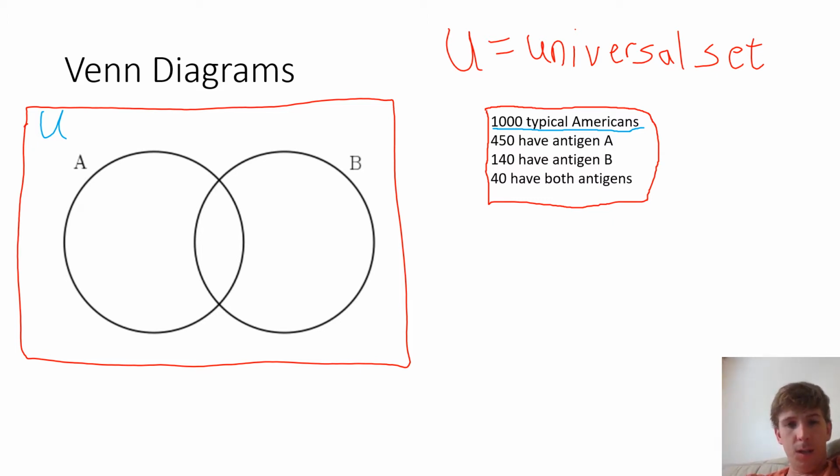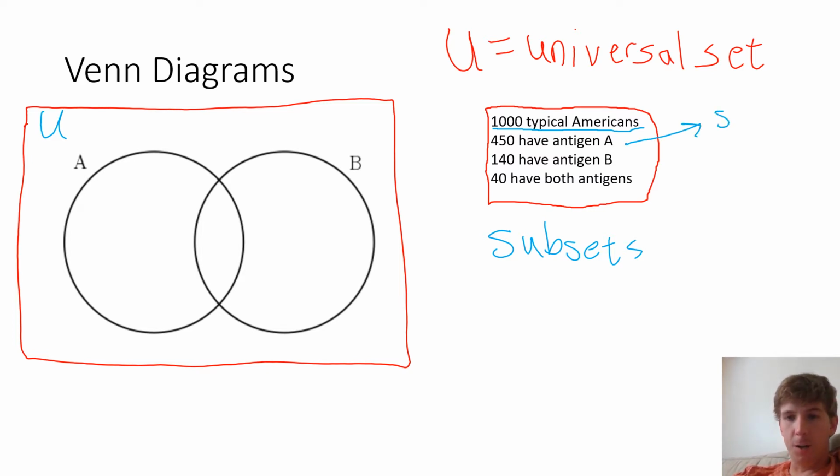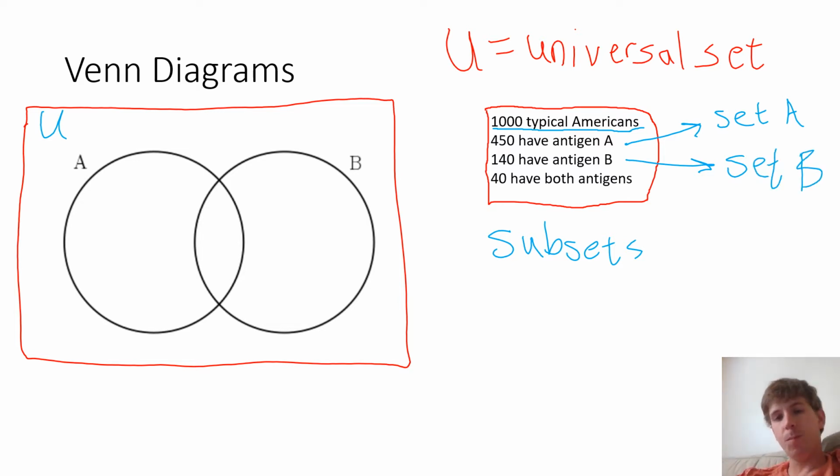The circles inside of my universal set are what we call subsets. Since we already have these letters defined here, I'll call the people that have antigen A the ones that are in set A, and the people that have antigen B the ones in set B. Of course, those are not the letters you always have to use; use whatever letters make the most sense in the problem. Here, A and B are just natural.